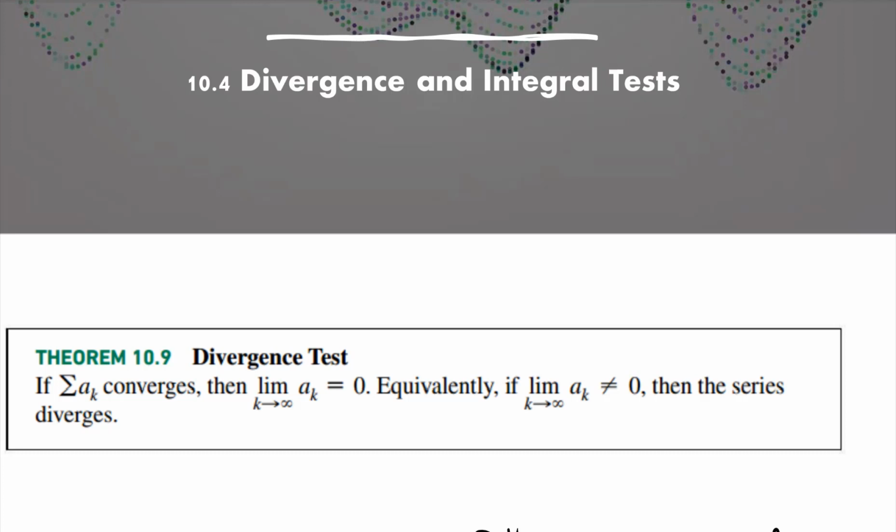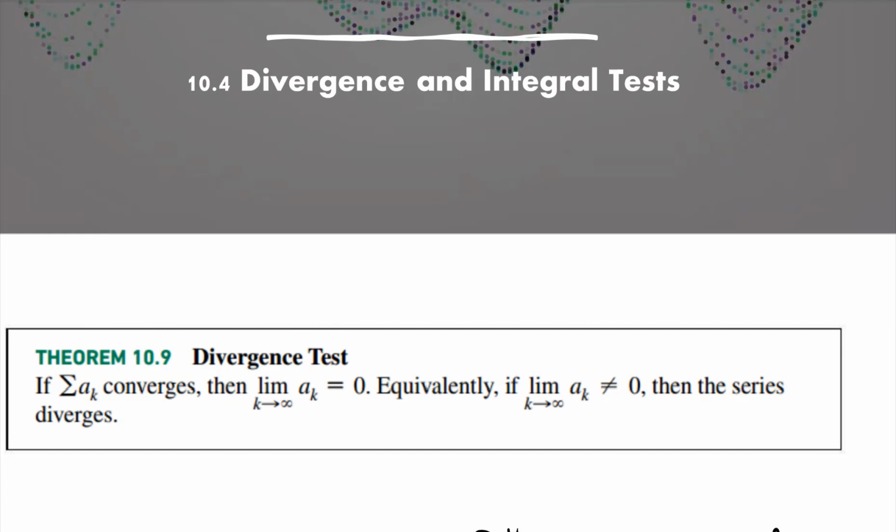If the sum of a sub k converges, then the limit as k goes to infinity of a sub k is equal to 0. So that is, if this implies that the limit as k goes to infinity of a sub k is equal to 0. It does not say that if the limit goes to 0, then it converges. This is a one-way street. Also, we're not talking about convergence. The name of the thing is divergence. This is what we care about.